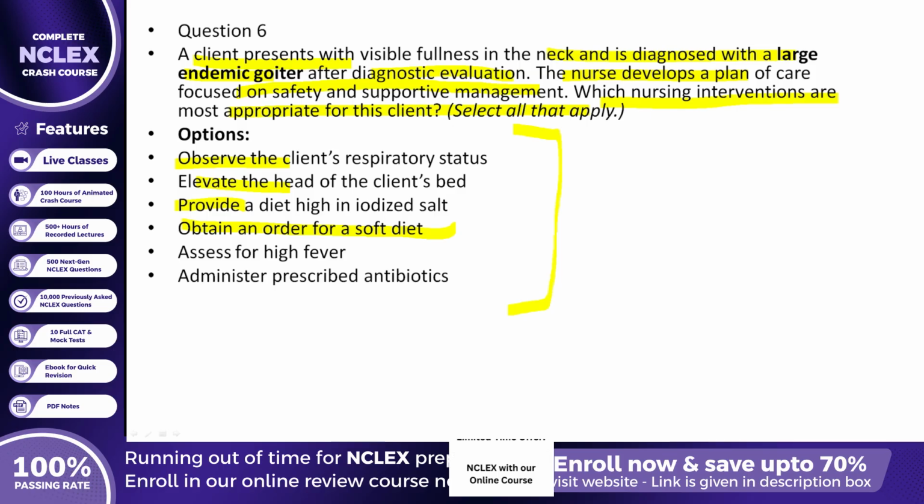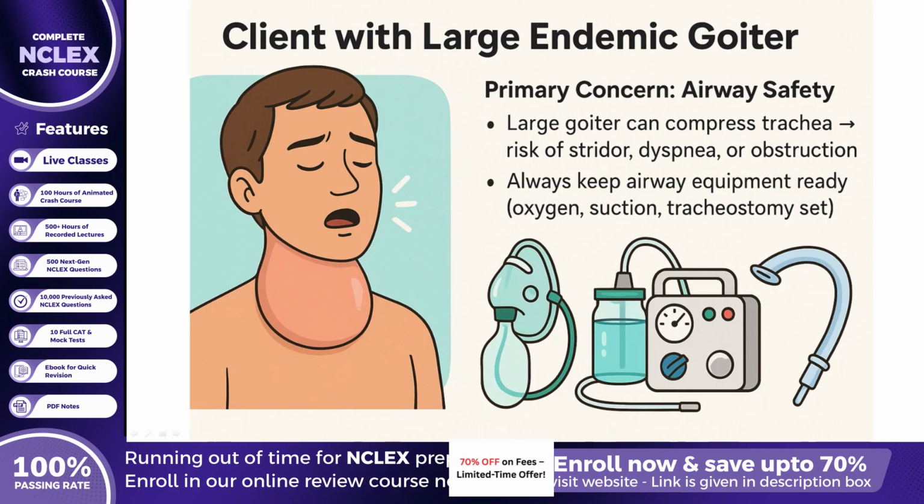Choosing option 1, to observe the client's respiratory status, is correct because a markedly enlarged thyroid gland can compress the trachea, leading to airway compromise. Vigilant monitoring for stridor, dyspnea, accessory muscle use, or sudden voice changes is essential since severe obstruction can quickly progress to respiratory failure, making airway management the top nursing priority.